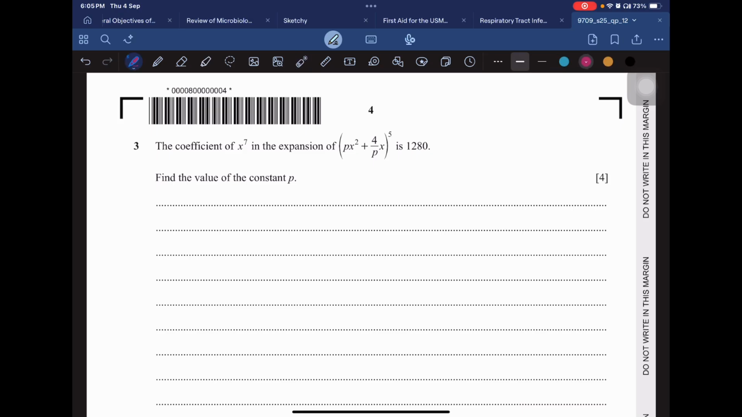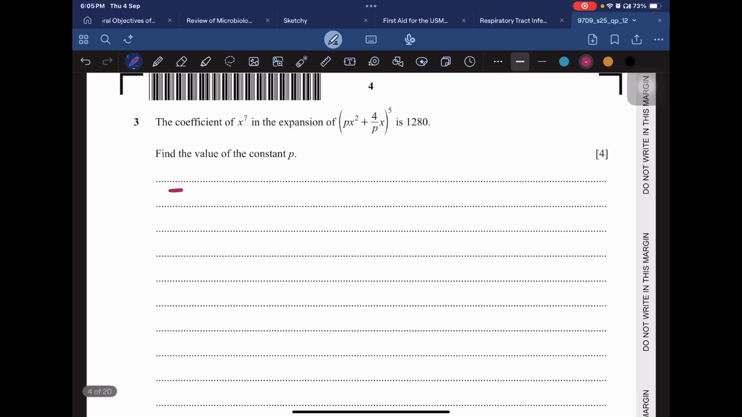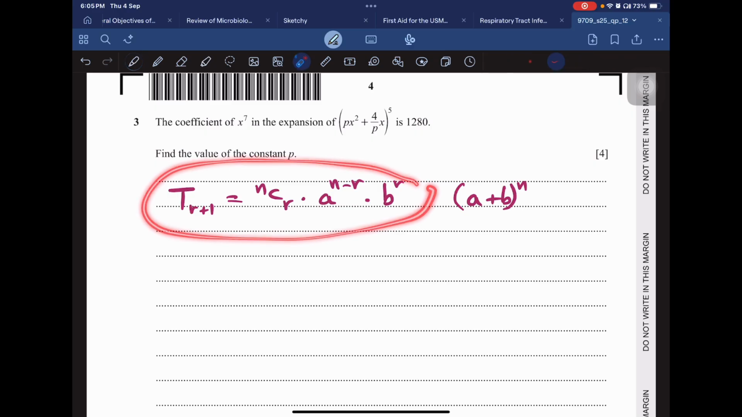So first, let's write the binomial theorem. The binomial theorem is T(r+1) equals nCr times a to the power n minus r times b to the power of r. What does this theorem give to us? So if we have a binomial of this form, a plus b whole power n, this theorem can be used to find any one of the terms in the expansion of this binomial.